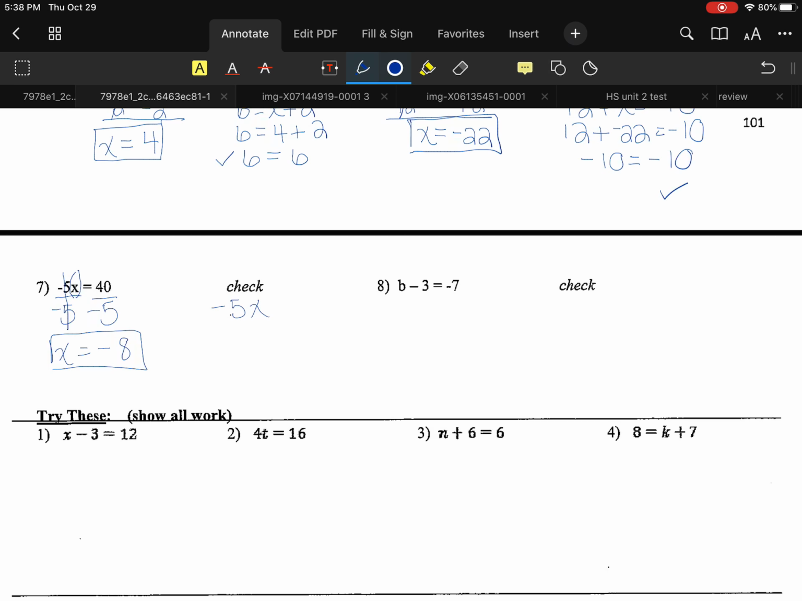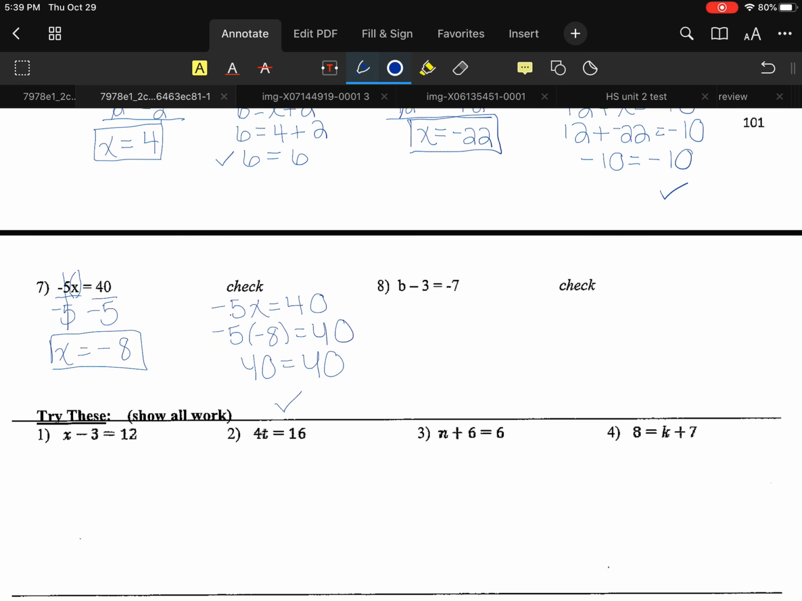Now again, when you're doing your check, you should always be plugging into the original problem. Now if you had positive 8 instead of a negative 8, you'll see it wouldn't check out, and you should catch that mistake and be able to go back and find your mistake. So now instead of negative 5x, I now have negative 5 times negative 8. Negative times a negative is a positive, and 5 times 8 is 40. So this does check out.